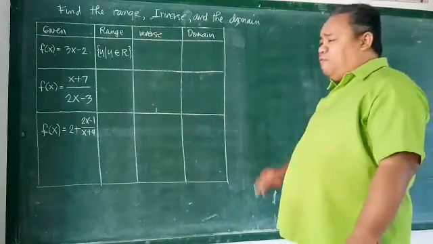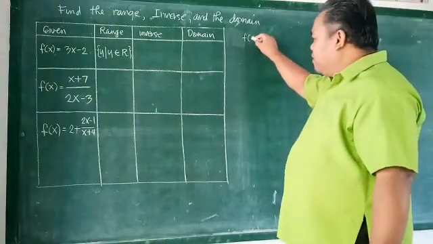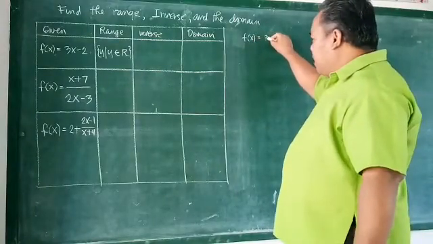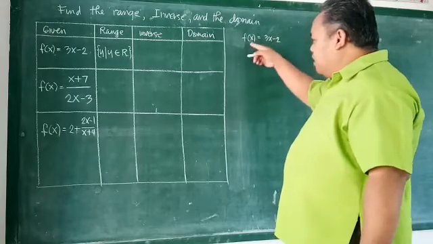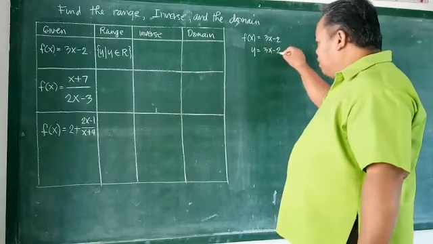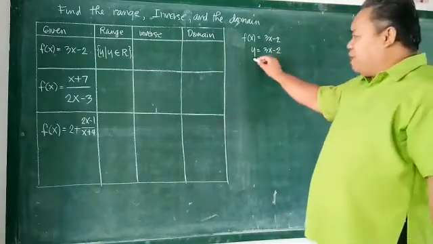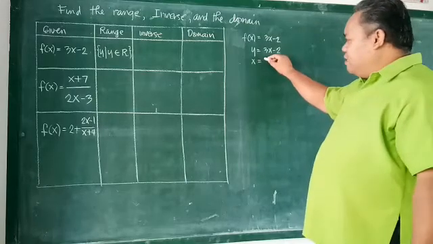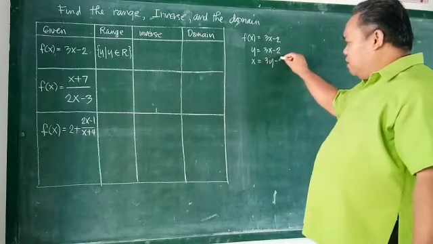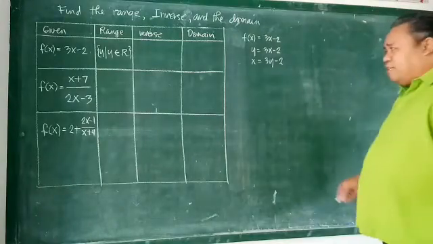What about the inverse? What are the steps to find the inverse of a function? All we have to do is write down the equation first: f of x equals 3x minus 2. Then change f of x into y, so y equals 3x minus 2. What will be next? Interchange natin yung x tsaka y. So y becomes x and x becomes y. Then solve for x in terms of y.